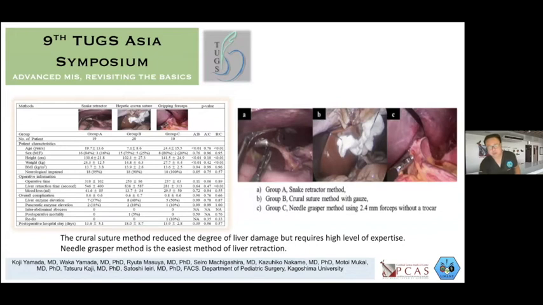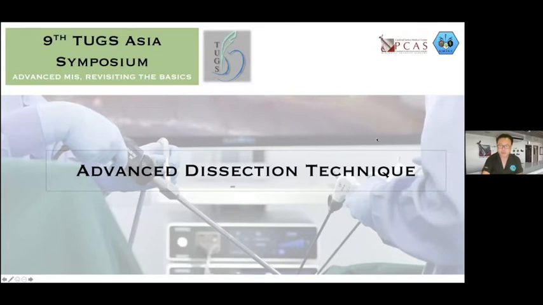So comparing all the retraction from your snake retractors, crural retractor, and your needle grasper retractor, the needle grasper method is the easiest method, wherein you would just insert either a grasper with the lock, a ratcheted grasper, and grab that crura. Usually it's the right crus. Once you've grabbed that right crus, you just place it there, and then you'll have an effective retraction of that liver upwards, exposing your crural area.